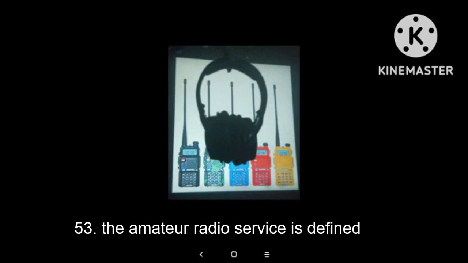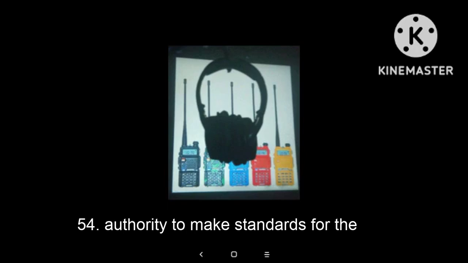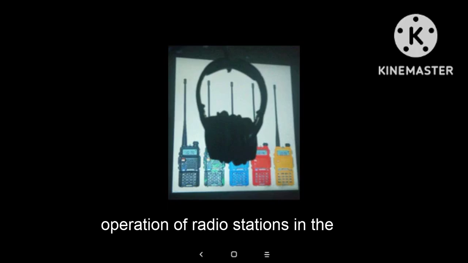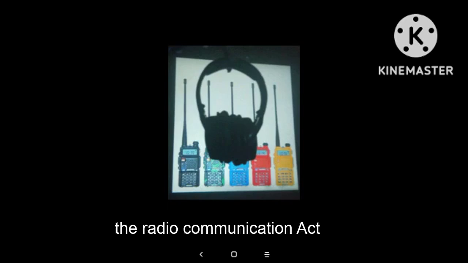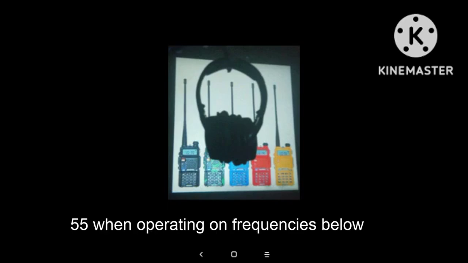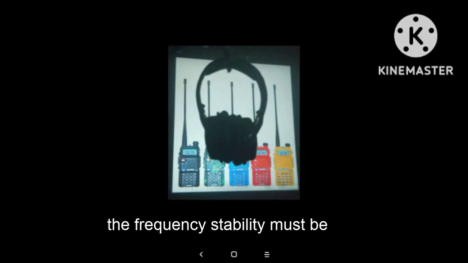53. The amateur radio service is defined in the Radio Communications Regulations. 54. Authority to make standards for the operation of radio stations in the amateur radio service is derived from the Radio Communication Act. 55. When operating on frequencies below 148 MHz, the frequency stability must be comparable to the crystal control.